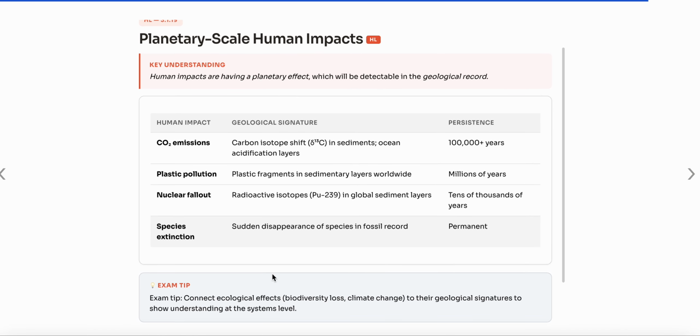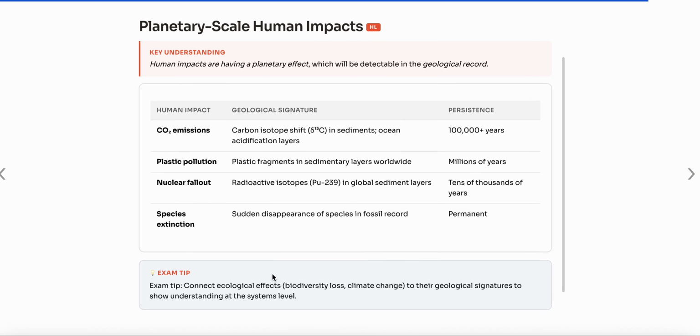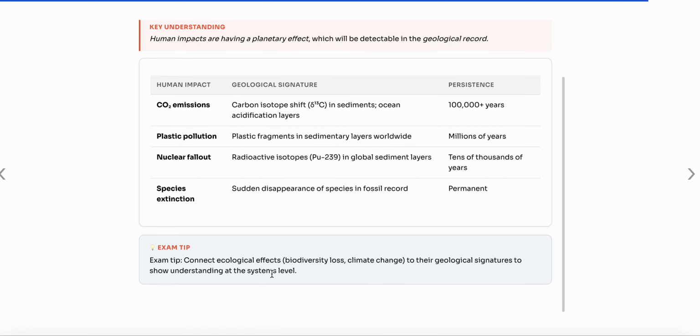Human impacts are having a planetary effect which will be detectable in the geological record. These include carbon dioxide emissions, plastic pollution, nuclear fallout, and species extinction. You can see how ocean acidification is increasing.